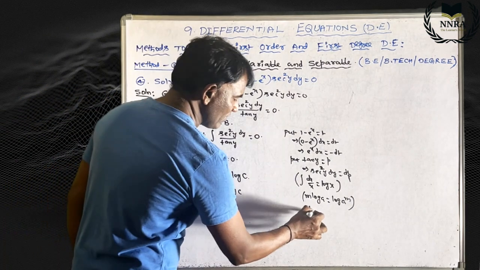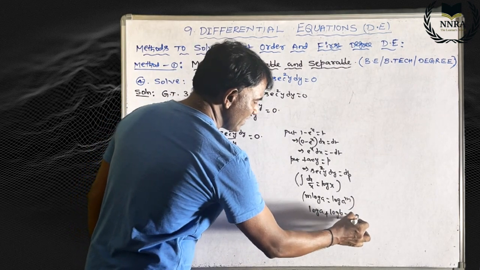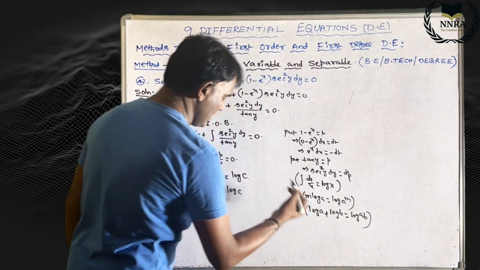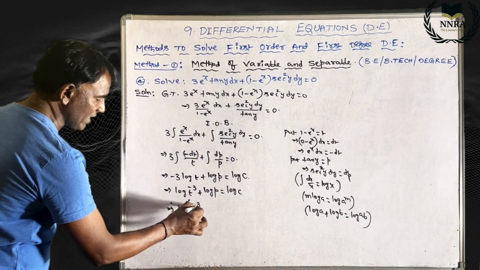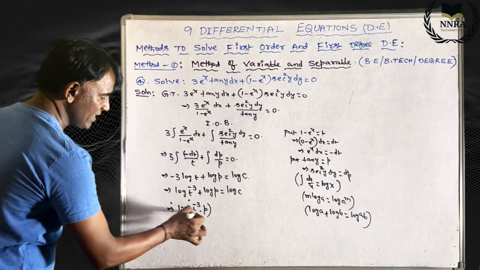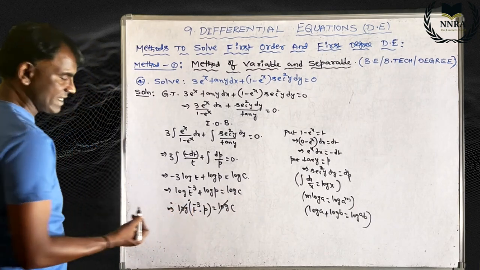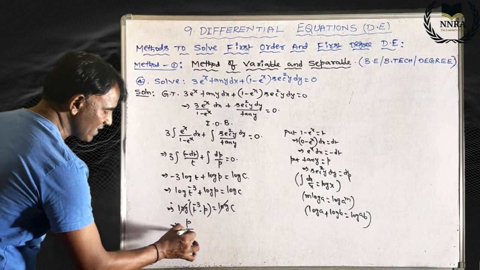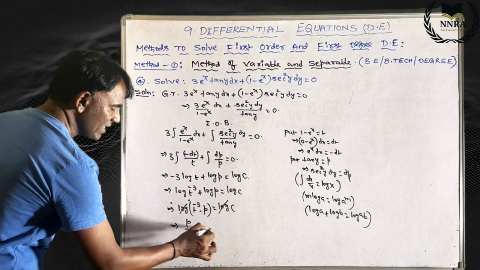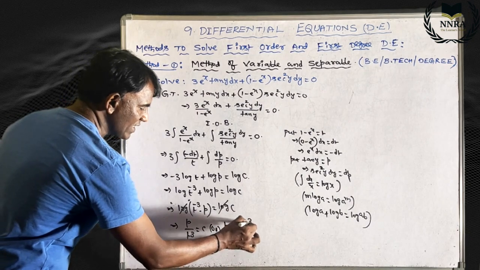Again this is the form of log a plus log b. What is the value of log a plus log b? Log of ab. So log of ab means log of what is a? T power minus 3, and it is p. Then it is log c. Now log cancel. Then how to write this? P by t cube, right? Equal to c. Our same value can be written as p equal to c into t cube.